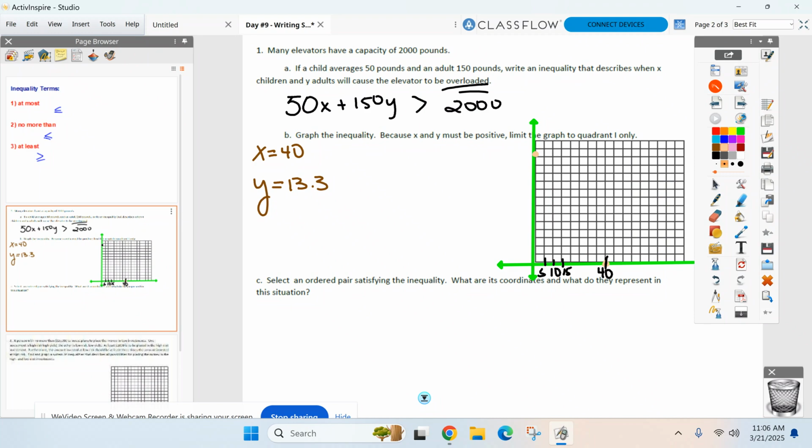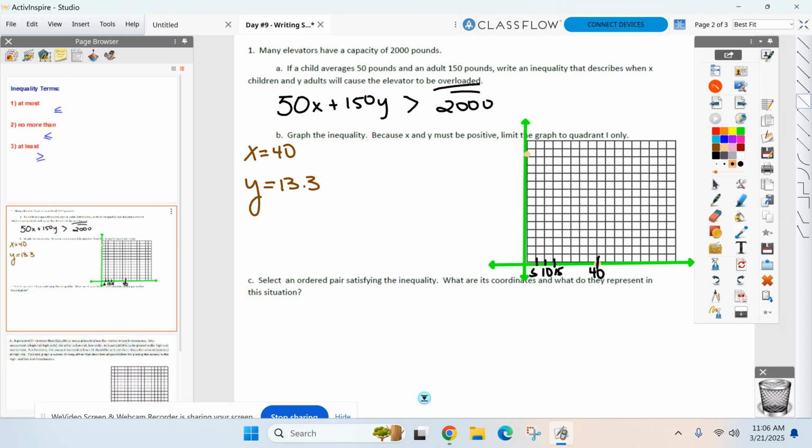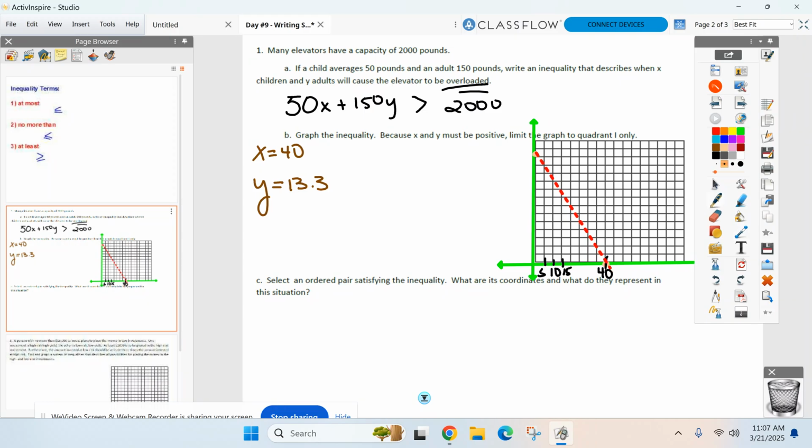And what type of line? Dashed. That's why we use pencil. If you did a solid, erase part of it. And where's the calc telling us to shade? Up, right?